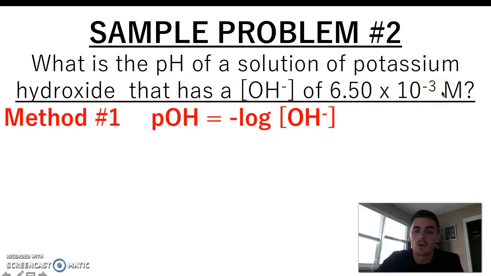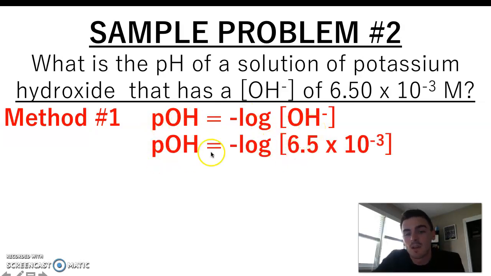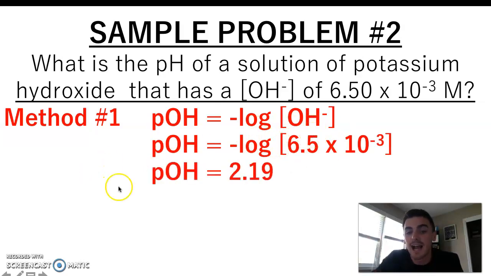Okay? So the first way, and I'm really going to go kind of quick here, but you guys will get the hang of it. There is a thing called pH, which is the power of hydrogen. There's also something called pOH, which is the power of hydroxide. And it's found using the same way. So if I find the negative log or the inverse log of my hydroxide, that will give me my pOH. Now that's not what we're familiar with on our scale.